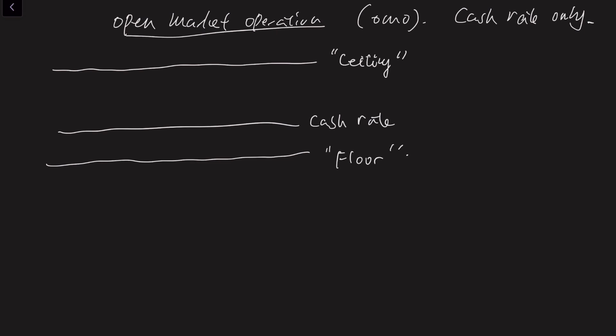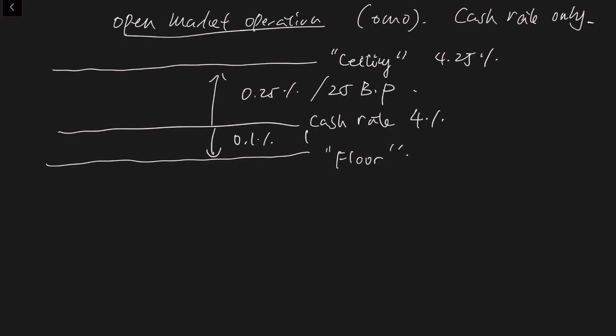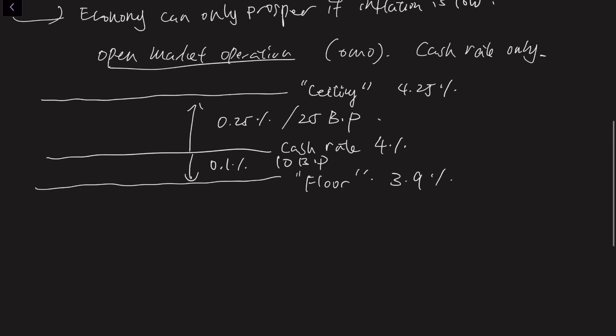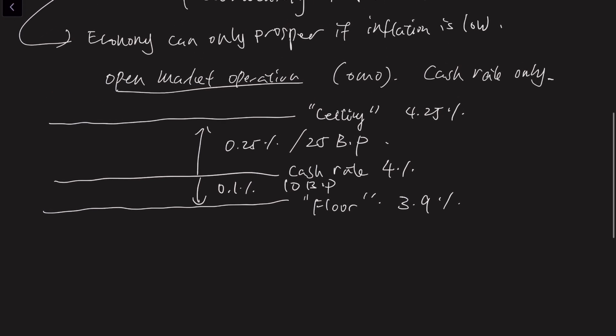Suppose the cash rate is at 4%. The ceiling is 0.25%, or 25 basis points, above the cash rate, so the ceiling is 4.25%. The floor is 0.1%, or 10 basis points, below the target, which in this case will be 3.9%.